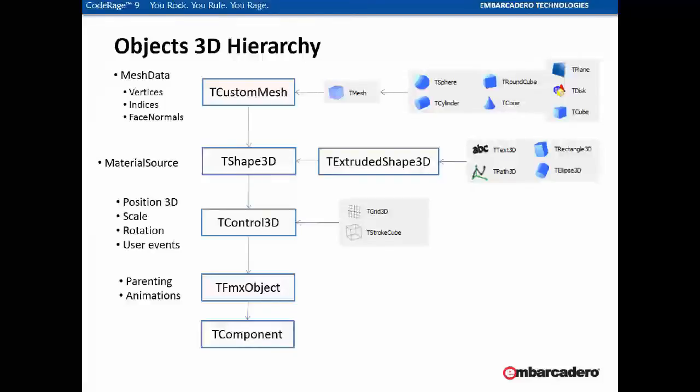On the next level we have the TControl3D class. So this is a base class that is introducing things related to working in a 3D space. We have properties like position in 3D space, scale, rotation, and common user events, for example OnClick, OnDblClick. This is a very important thing in 3D programming, that the 3D models that we are creating are interactive.